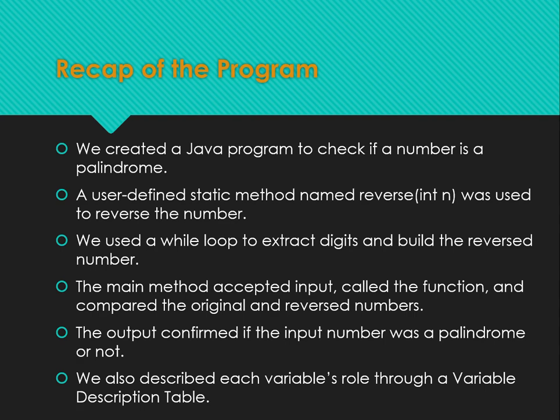Let's quickly recap what we've done in this program. We created a Java program that checks whether a number is a palindrome. The main logic was placed in a user-defined static method called reverse, which reverses the digits of the number. We used a while loop to extract and reassemble digits in reverse order. The main method took the user's input, called the function, and compared the original number with the reversed one. If both were the same, the number was declared a palindrome. We also included a variable description table to clearly understand the use of each variable in the program.